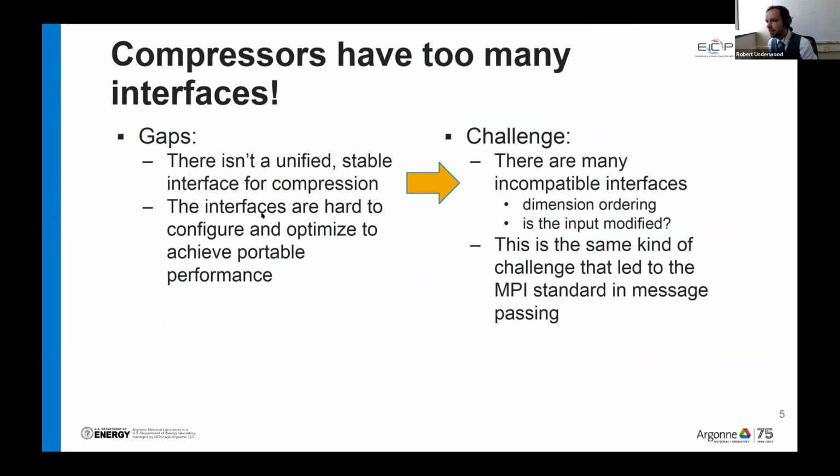So the problem is that we fundamentally have too many different compression interfaces. What we need instead is a unified, stable interface that applications can adopt and then use as the compression techniques that are underlying them are updated. That way they can take advantage of better compression techniques and achieve the performance that they're looking for. This is in some ways the same kind of challenge that led to the passing of the MPI standard close to 3 decades ago now, I think. Next slide.